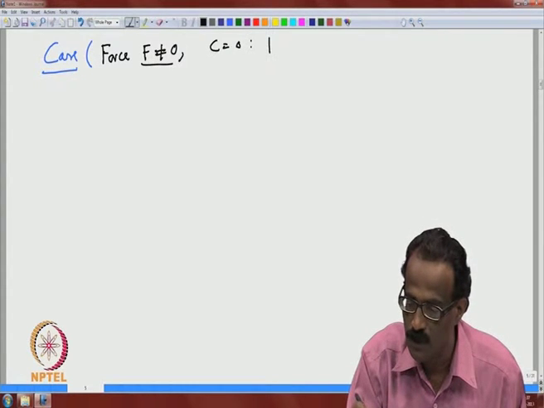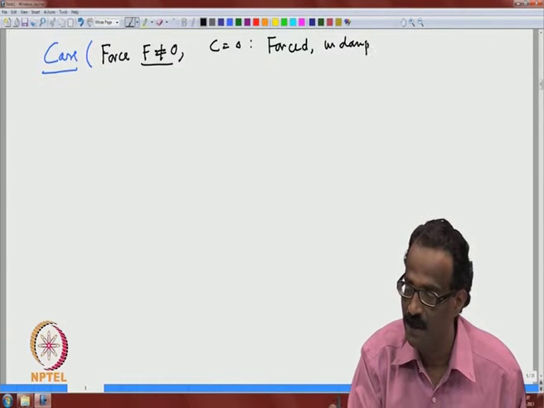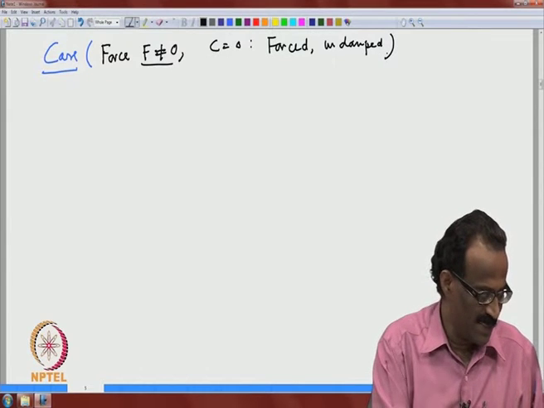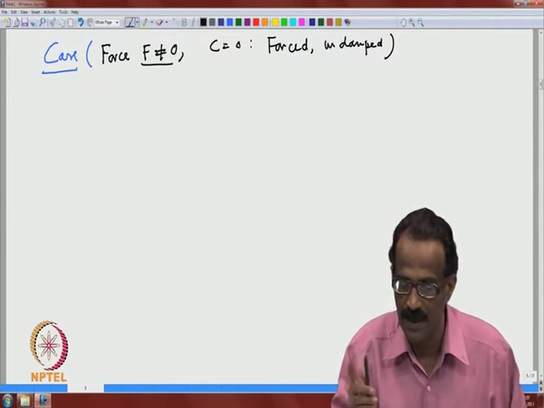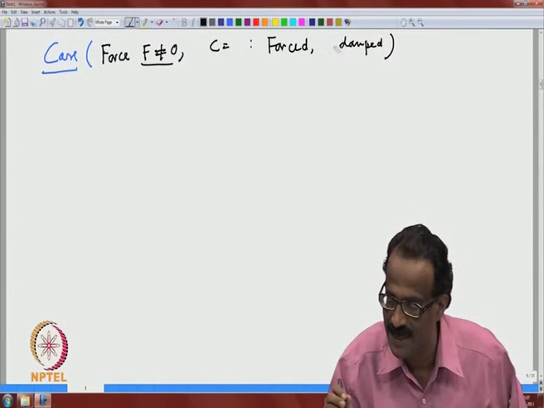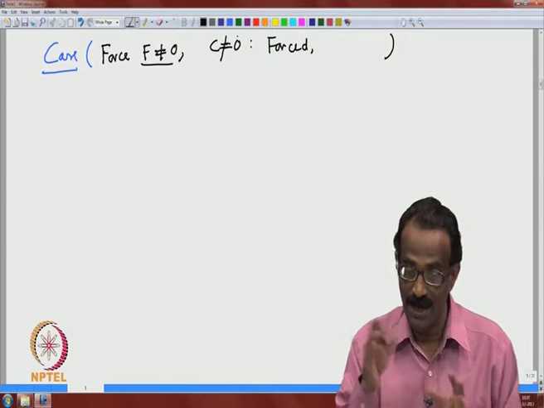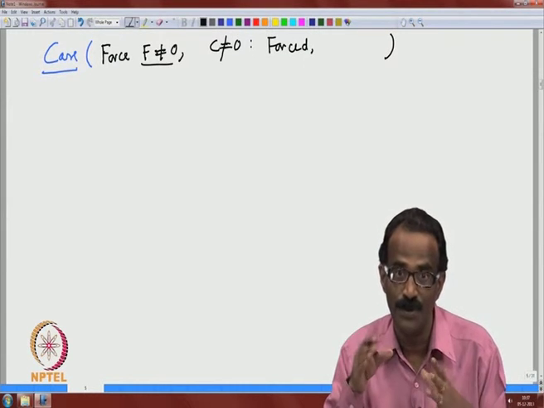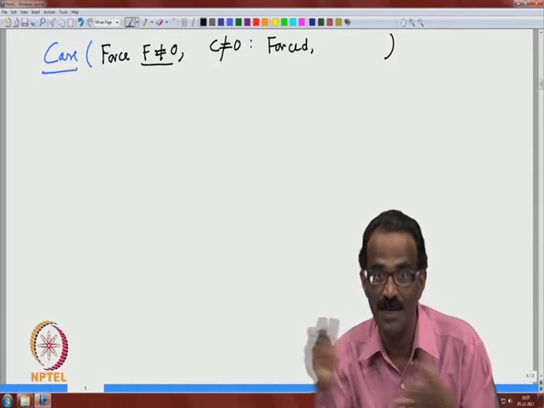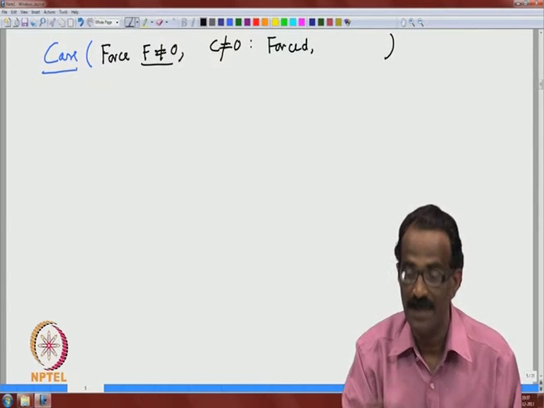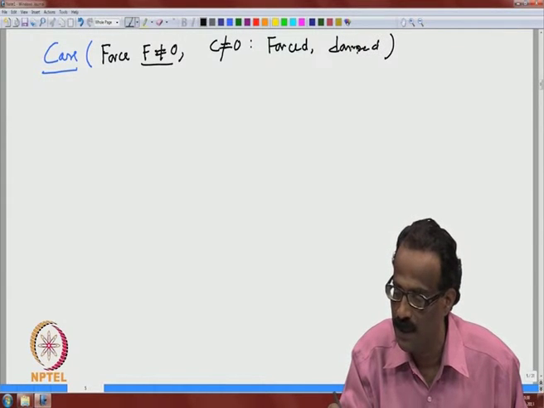So, this is a forced but undamped system. So, there is no damping, and we need to see what will happen. Maybe this is a more difficult case, so let me do the difficult case a little later. Because we have already seen that when C equal to 0 and F equal to 0, there are vibrations, but now there is an external force coming into the picture and still there is no damping, you expect more trouble in mechanical systems. So, let me do the easier case first and then we will go to the other case.